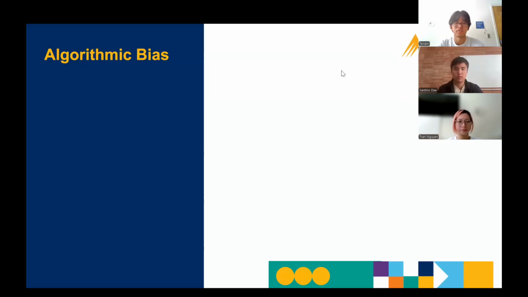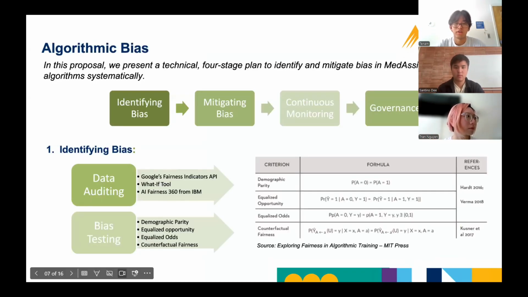Thank you. Presenting the algorithm bias. In this proposal, we present a technical four-stage plan to identify and mitigate bias in Metasys AI algorithm systematically. Data auditing is the first step in mitigating bias. We'll thoroughly analyze the training data for demographic imbalance, focusing on age, gender, and race to ensure all groups are adequately represented. Next, we'll implement a bias testing framework using Google's Fairness Indicator API.